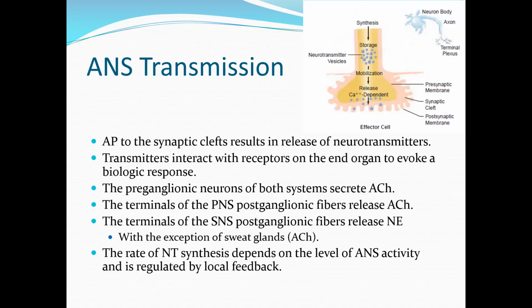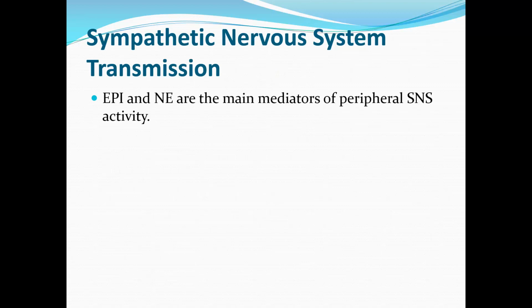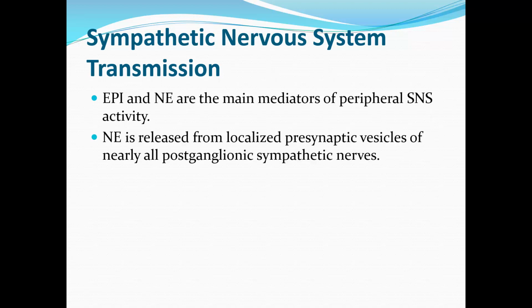The rate of synthesis of the neurotransmitter depends on the level of autonomic nervous system activity, and it's regulated by local effects. It's not from a hormonal effect. It's really local effects. For sympathetics, epinephrine and norepinephrine are the main mediators of peripheral sympathetic activity. Norepinephrine is released from localized presynaptic vesicles of nearly every postganglionic sympathetic nerve. And again, here we're talking about the localized release in the synaptic cleft, not systemic norepinephrine.